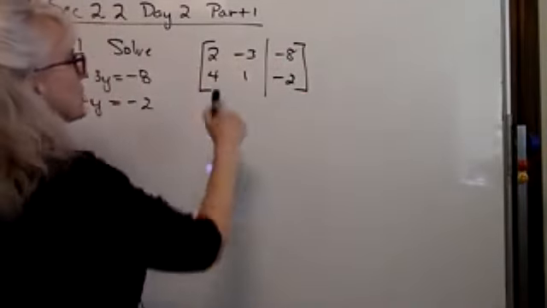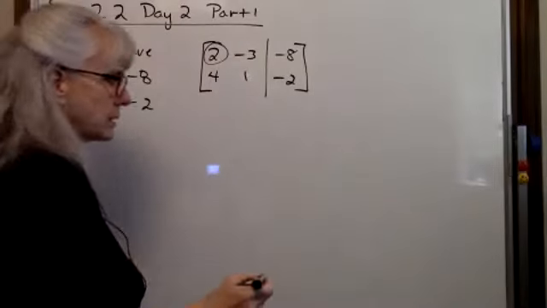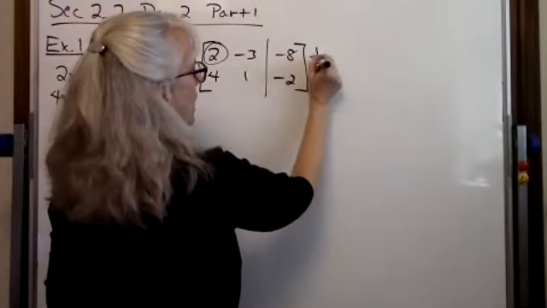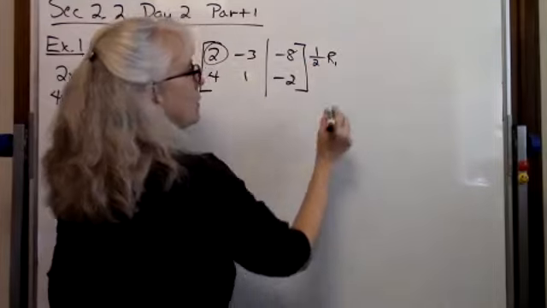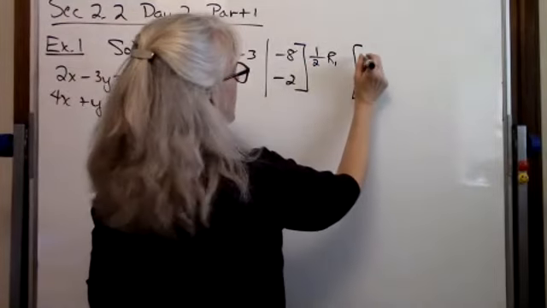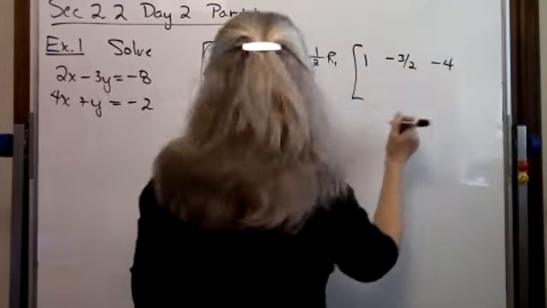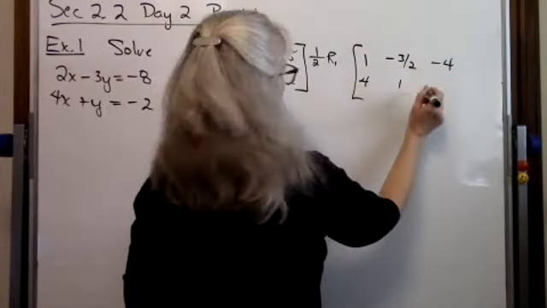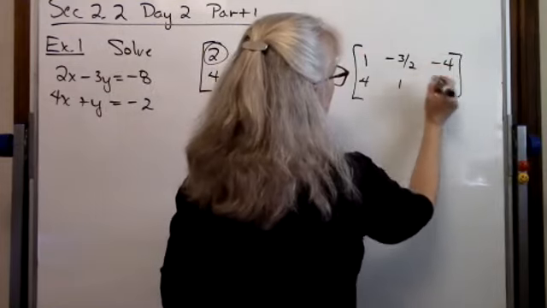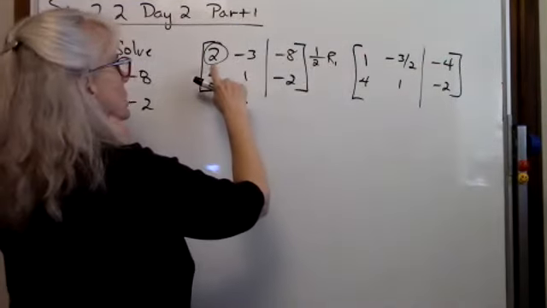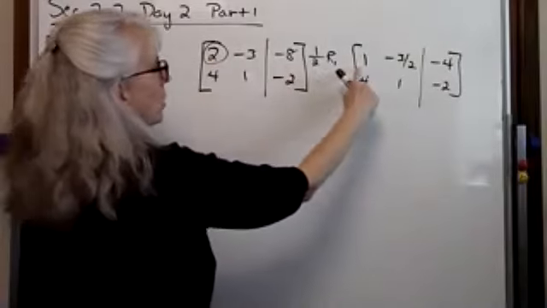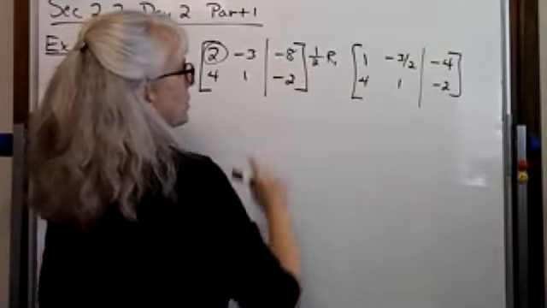So in order to row reduce, we know we need a 1 in this spot. To get the 1, I'm going to come in and take 1/2 of row 1. That would give me a 1, a -3/2, and a -4. The next row is going to remain the same because we're not manipulating it yet. So all we did is we came in and took this row and cut it in half. So we got 1, a -3/2, and a -4.